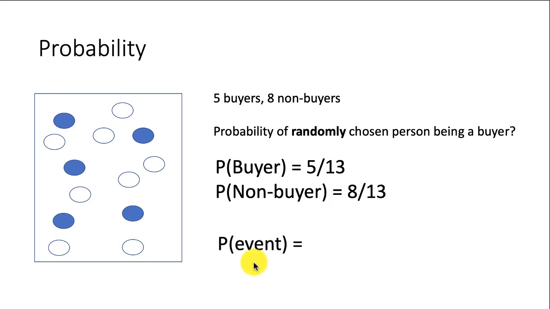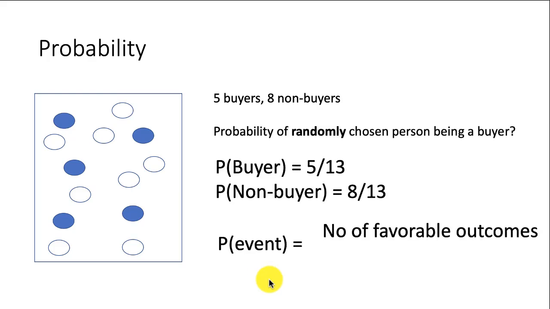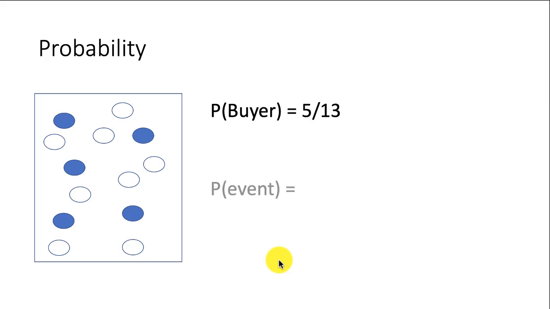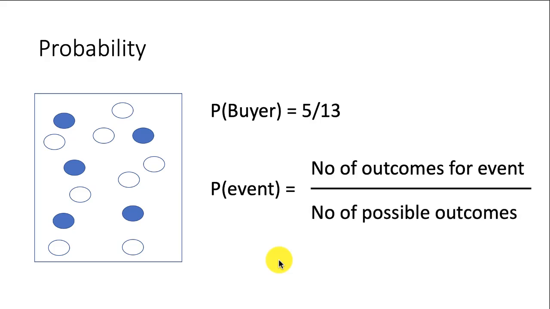So in general, the probability of an event is the number of favorable outcomes, that is, the number of outcomes that signify the occurrence of the event, divided by the total number of possible outcomes. If you pick people randomly from this set many times, let's say you did this experiment 100 times, then roughly 5 by 13 times 100, that proportion of times it will turn out to be a buyer, and the rest of the time it will turn out to be a non-buyer.